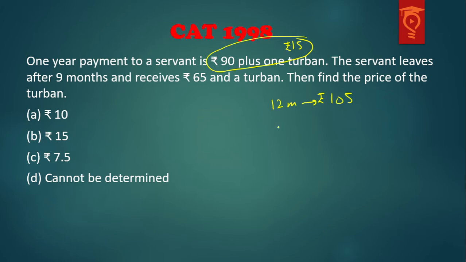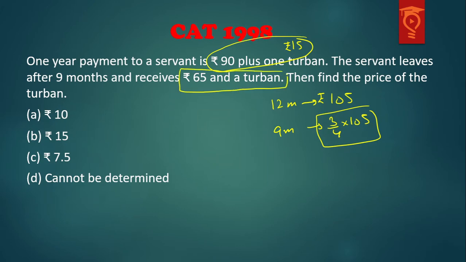Now 9 months would mean 3 by 4 of 105. Now that is something which is going to be in double digits of decimal. You can see that if 105 is divided by 4, it will leave you something with 2 digits after decimal, something like 0.25 or 0.75. Now, what does he actually get in 9 months? That is an integer, 65 plus 15. So this is not working out.